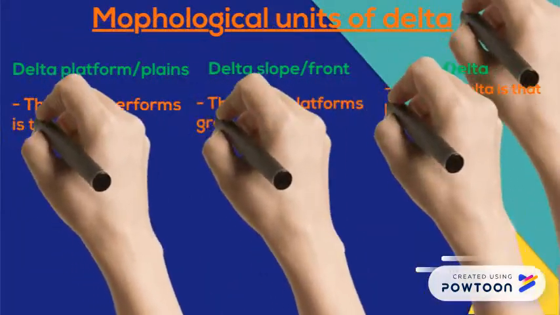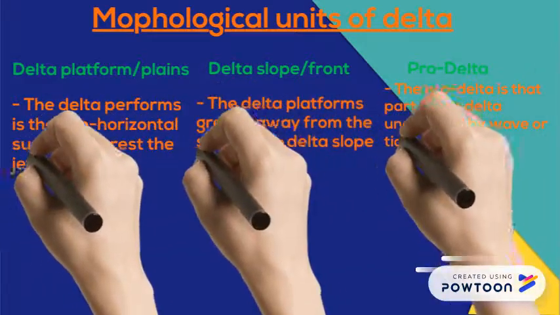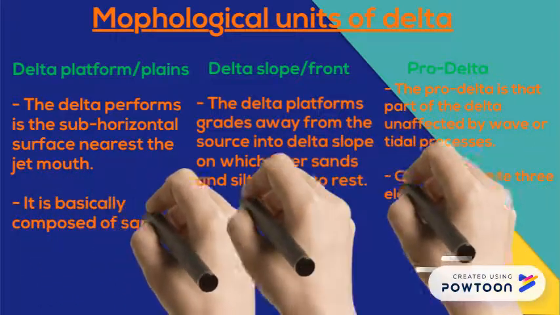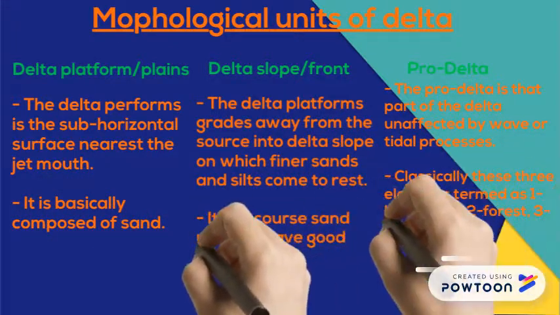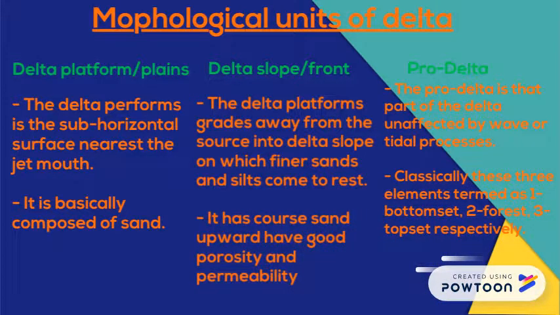Secondly is the delta slope. The delta platform grades away from the source into the delta slope, on which finer sands and silts come to rest. It has coarse sands upward and has good porosity and permeability.